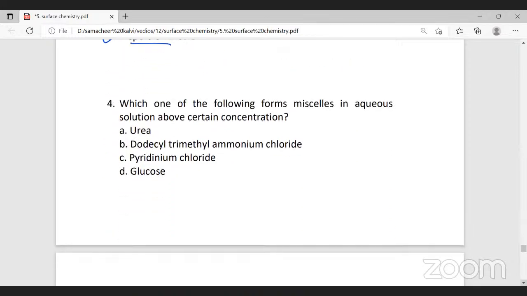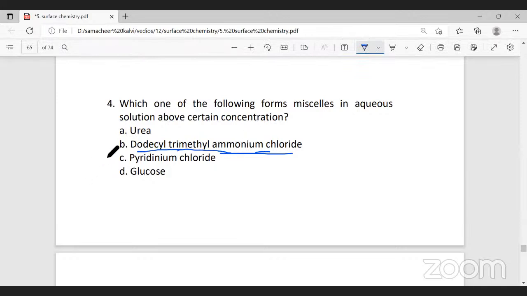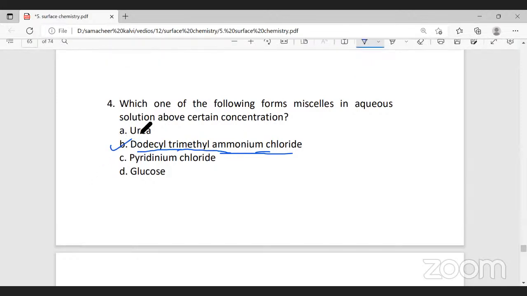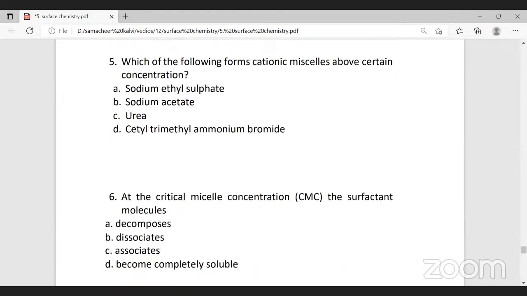The next question. Which one of the following forms micelles in aqueous solution above certain concentration? Soaps form micelles in aqueous solution above certain concentration. Urea, dodecyl trimethyl ammonium chloride, pyridinium chloride, glucose. So a sodium salt of fatty acids, or a salt of a big carboxylic acid, will be called a soap. Now, detergent, otherwise soap and detergent. Dodecyl trimethyl ammonium chloride forms a micelle.